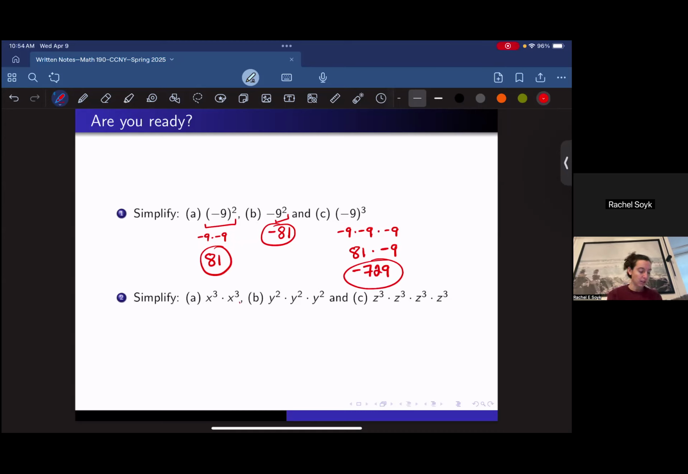Properties of exponents: x to the third times x to the third. 3 plus 3 is 6, so we get x to the sixth. Part B, y to the second times y to the second times y to the second. 2 plus 2 plus 2 gives you 6, so we get y to the sixth. And then third, z to the third times z to the third times z to the third times z to the third. 3 plus 3 plus 3 plus 3, same as 6 plus 6, which is 12. So z to the 12th power.